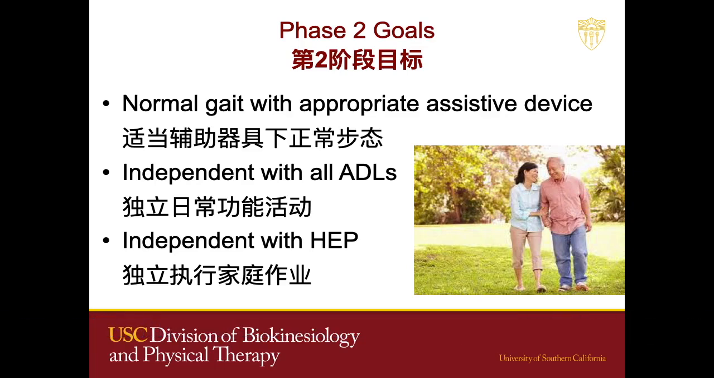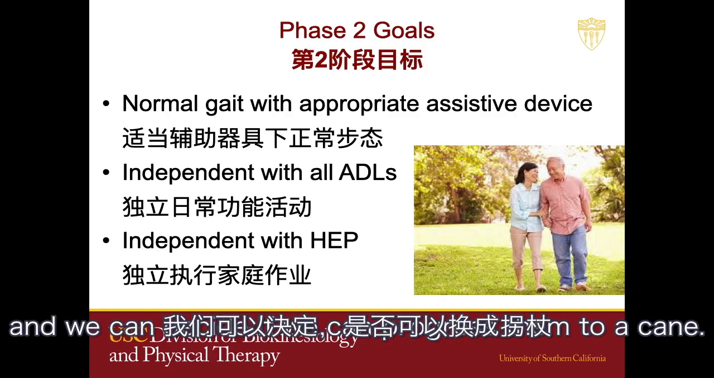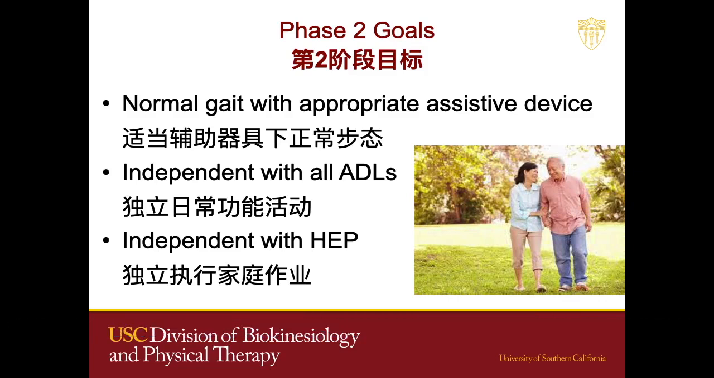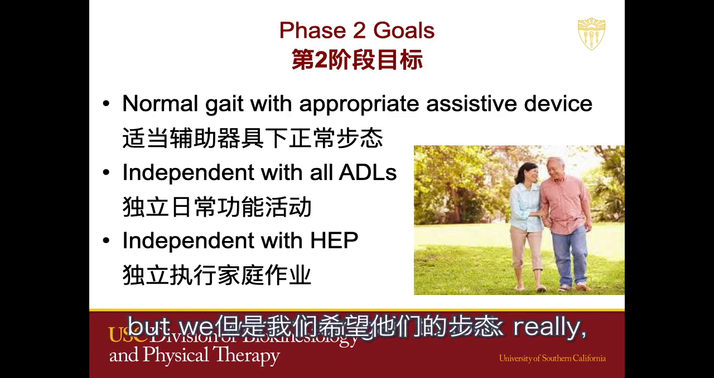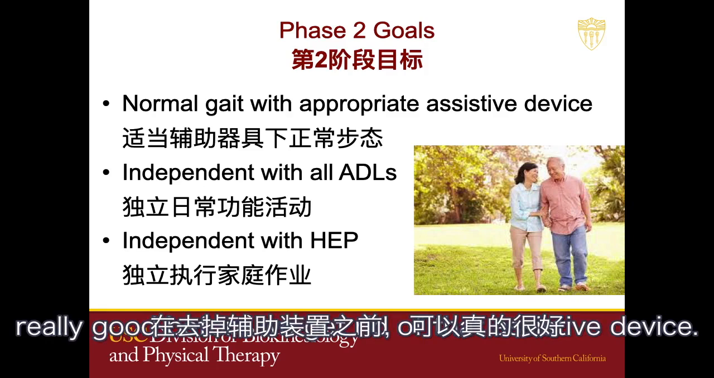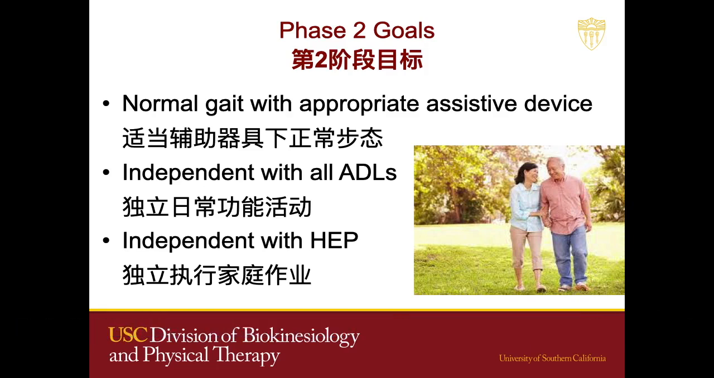Again, that forward wheel walker might be something they're still using during this phase. And we can decide if we can progress them to a cane. They may even not need an assistive device, but we want their gait to look really good before we get rid of that assistive device.